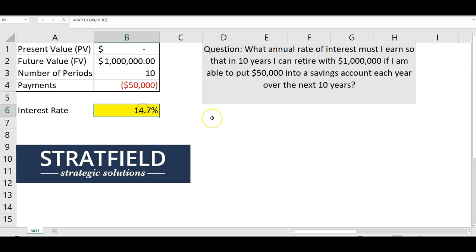And with that 14.7%, you've now seen how to use the rate function in Excel to answer a very practical, everyday type of question within finance.